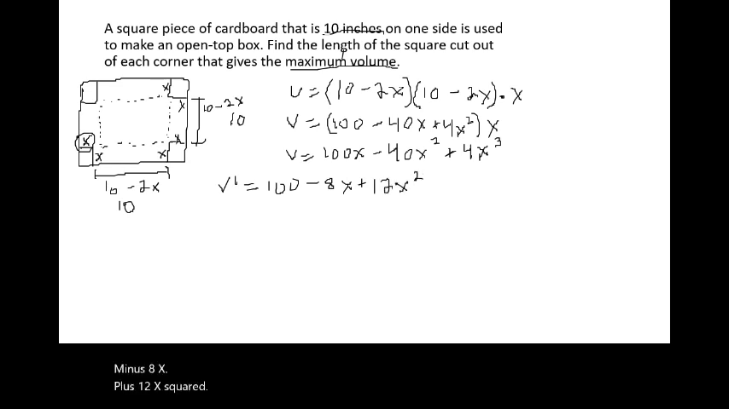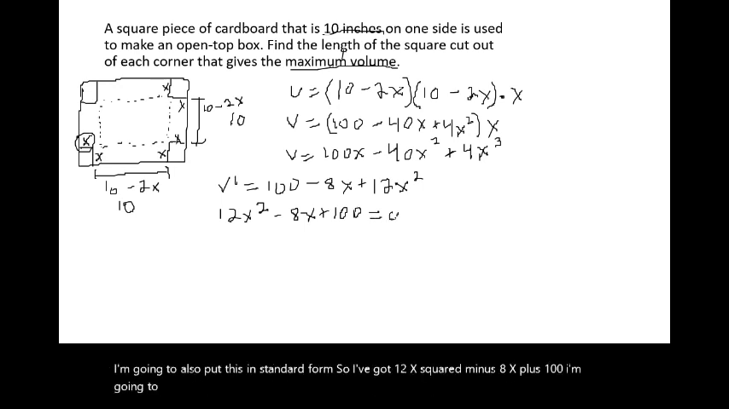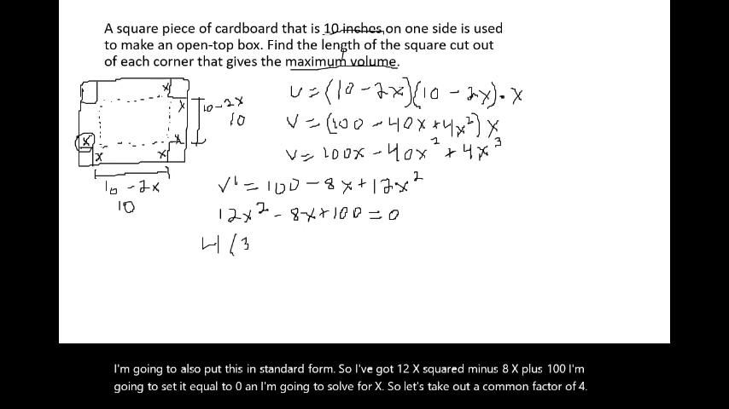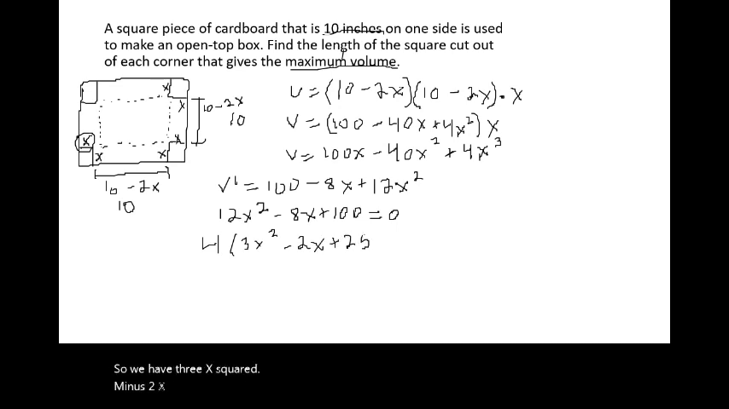Then I'm going to find the critical points by taking the first derivative and setting it equal to 0. So I'm going to also put this in standard form. So I've got 12x squared minus 8x plus 100. I'm going to set it equal to 0, and I am going to solve for x. So let's take out a common factor of 4. So we have 3x squared minus 2x plus 25.